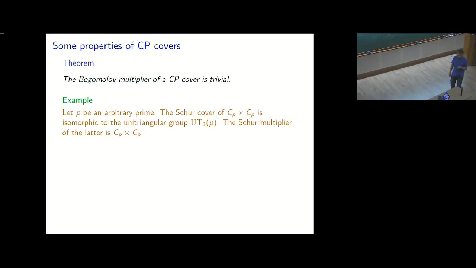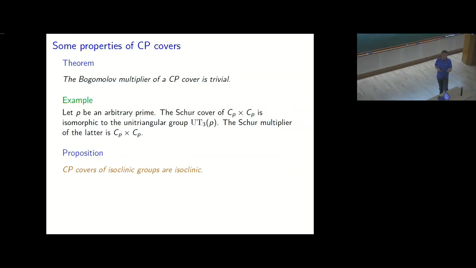Okay? The other one is that all CP covers of isoclinic groups are isoclinic. In the usual case, when you have Schur multipliers, you just know that covers of a given group are isoclinic, right?